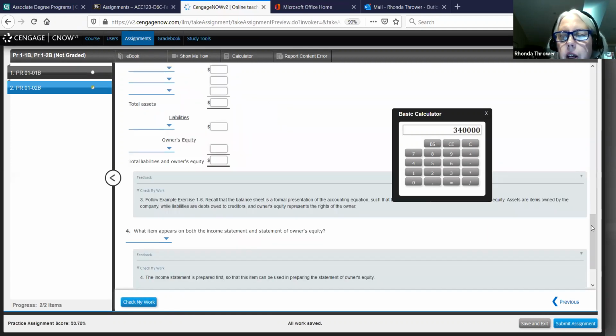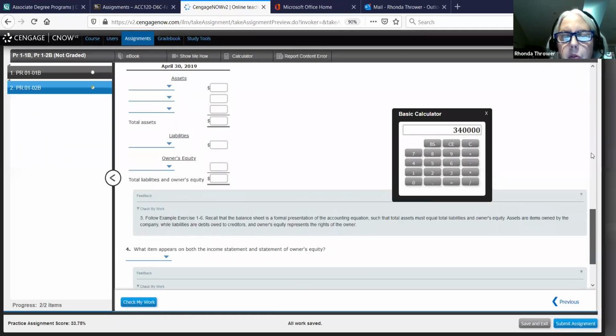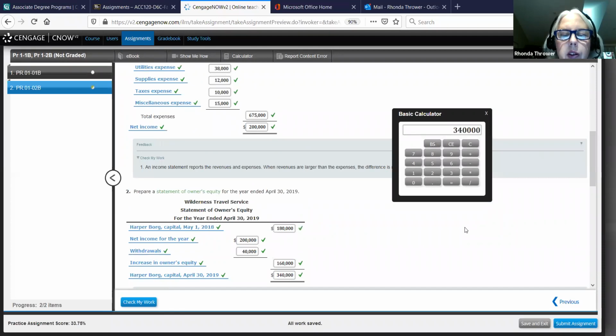I would suggest you check your work often. You can check it as much as you want to. It's unlimited checks, so just check your work often, because you don't want to make a mistake in this, because if you do, it's going to affect the next statement that we have to do.